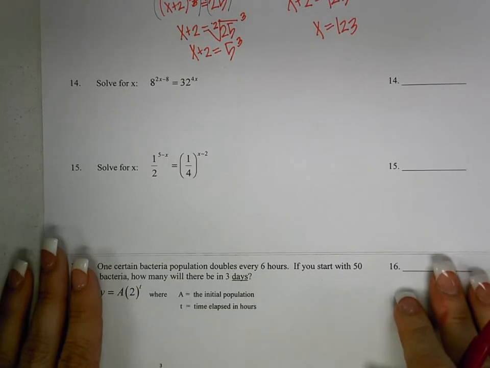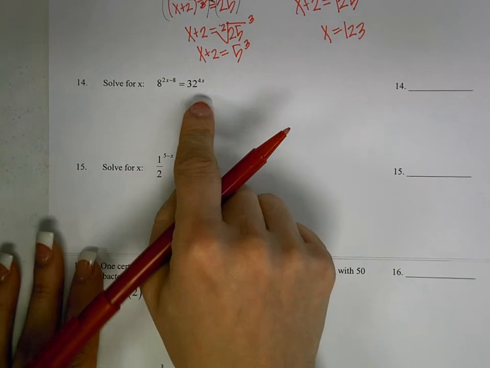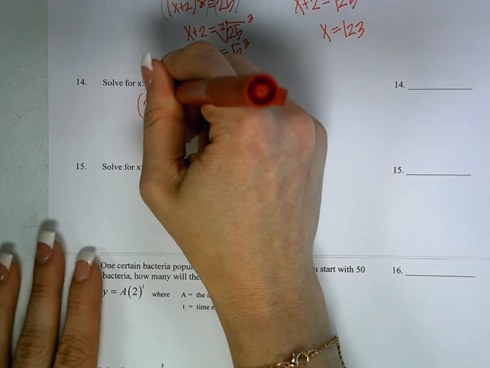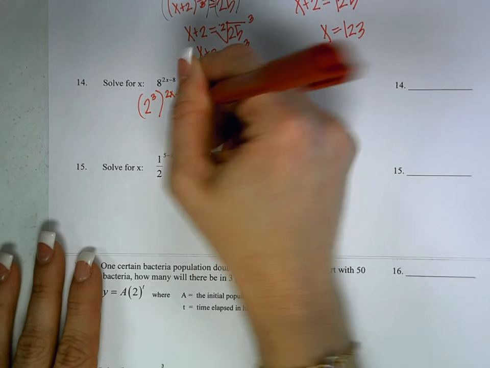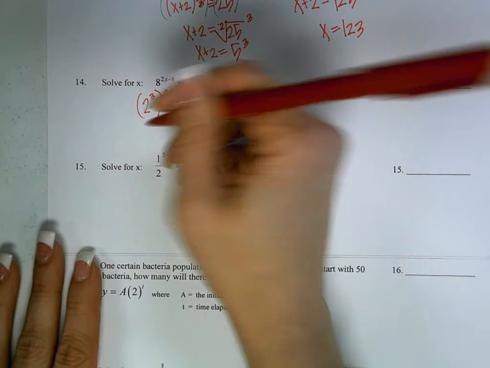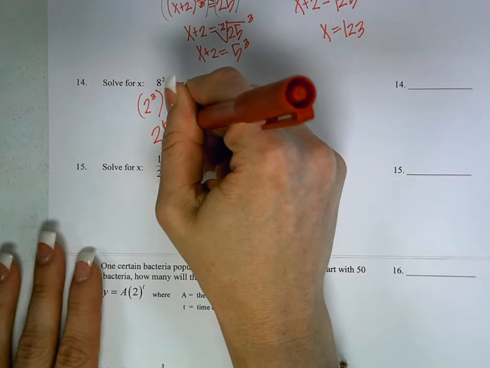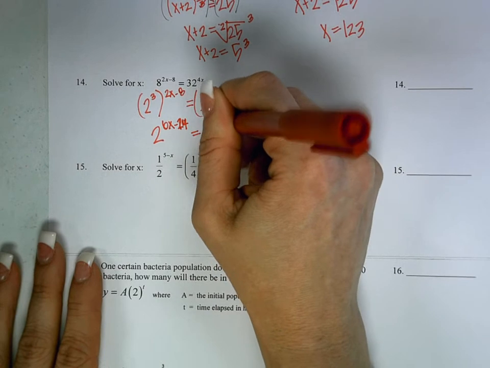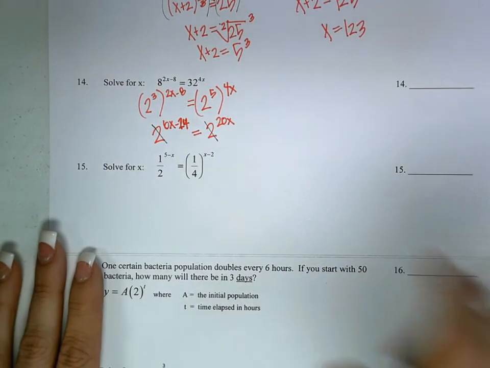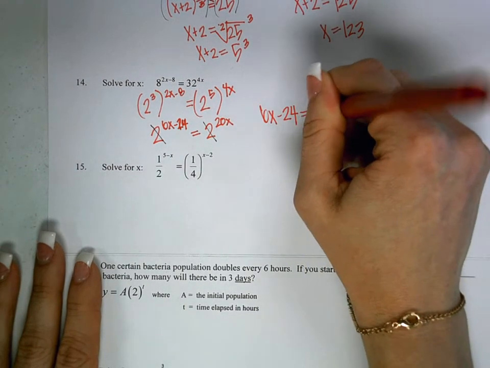Okay, number 14, again, solve for x. You need to get these to be the same base. The only base that will work here is a base of 2. So 2 cubed raised to the 2x minus 8 equals 2 to the 5th power raised to the 4x. So that's 2 to the 6x minus 8, or excuse me, minus 24 equals 2 to the 20x. Drop your bases. That leaves us with 6x minus 24 equals 20x.